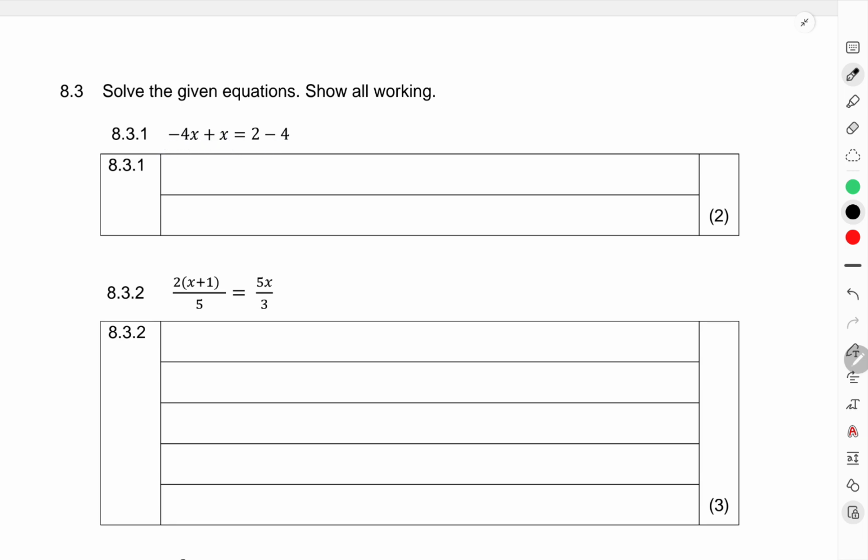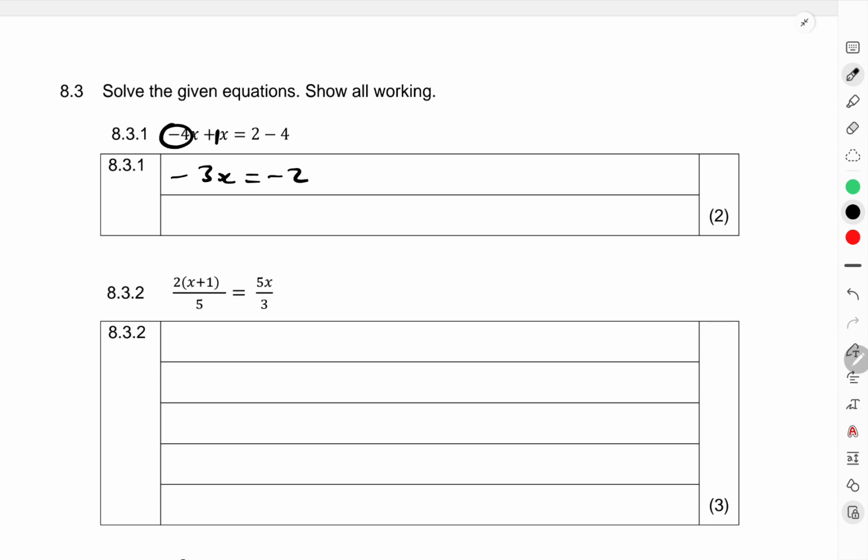Now, I have to deal with the coefficient. What is negative 4 minus that invisible 1? I'm going to have negative 3, right? So I'm going to have negative 3x, which is equal to, what is 2 minus 4? I'm going to have negative 2.